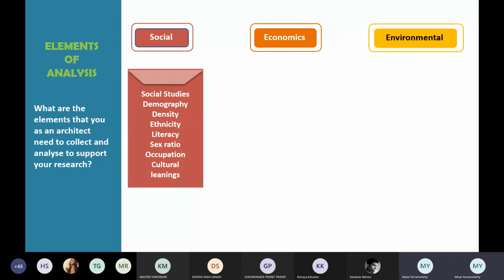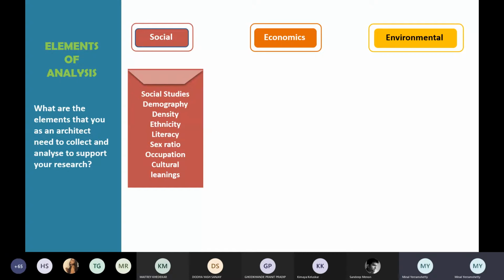Sometimes it helps, sometimes it doesn't. Okay, but these are just generic thoughts I'm putting out, so that you will understand when you start your site planning and all that. Literacy ratio, sex ratio, occupation, cultural leanings, all this will help you to understand the area in which you are planning, or where your site is, right?